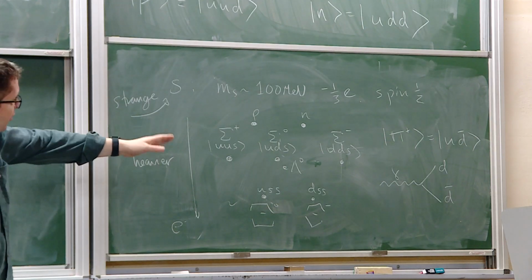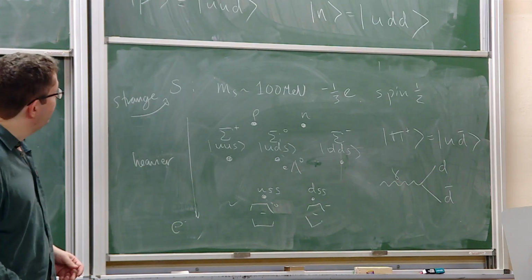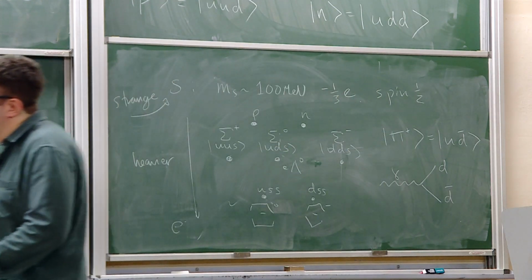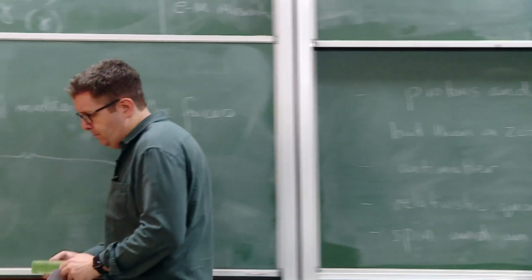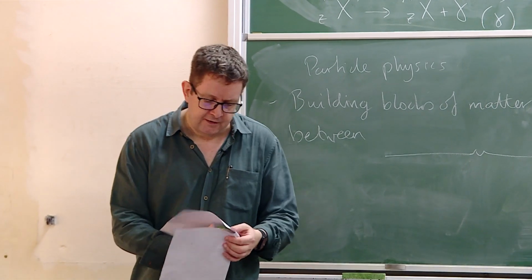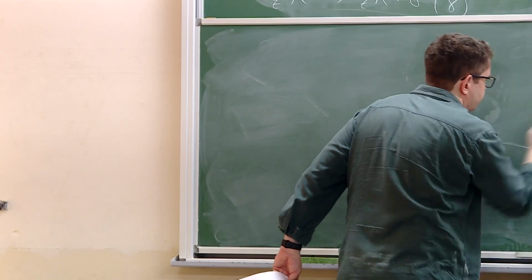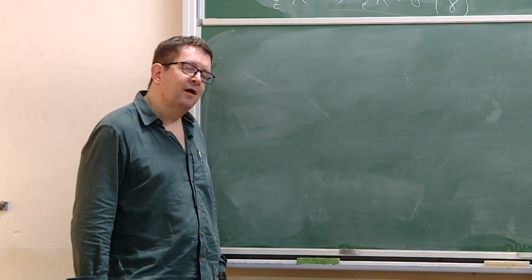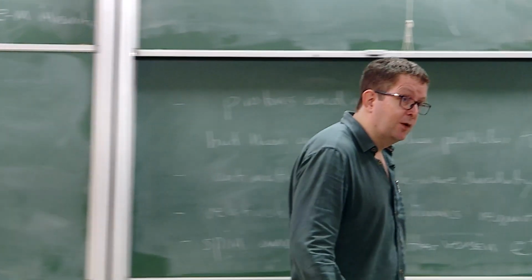So I won't go on and describe further this classification. It's called the eightfold way, and it made sense of these particles that have been discovered. All right. So I just now want to go back. So I'm doing this historically at the moment.